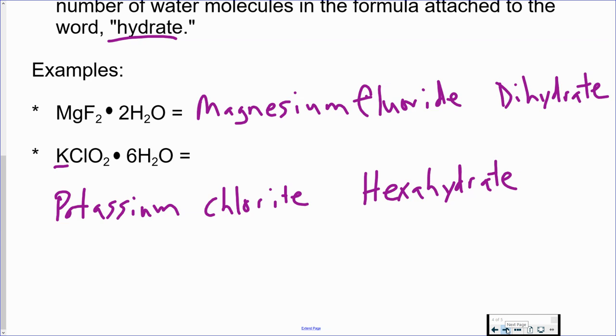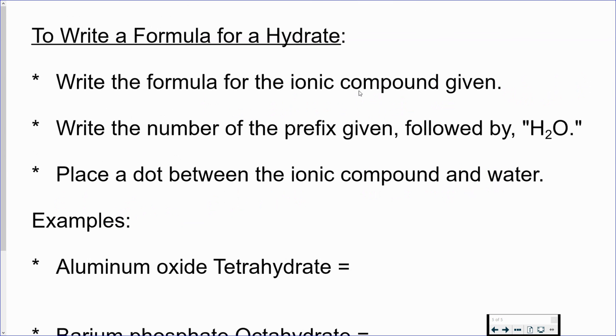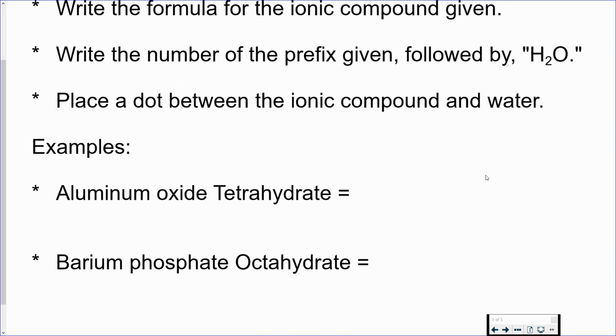Now, on the other way, it's going from the name to the formula. How do you do it? You write the ionic compound first, then you use the prefix and follow it by water, and then you put a dot in between. Why do we put a dot in between? That dot tells us how many waters are attached to the compound. So it's an attachment, almost. We put that dot as saying, hey, this is attached to it. But if we really wanted to, we could get rid of it.